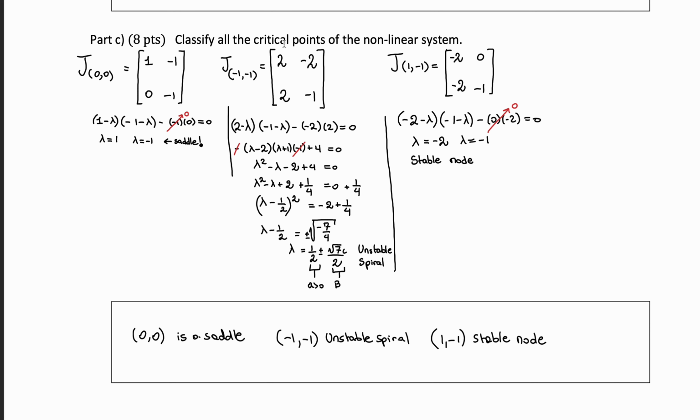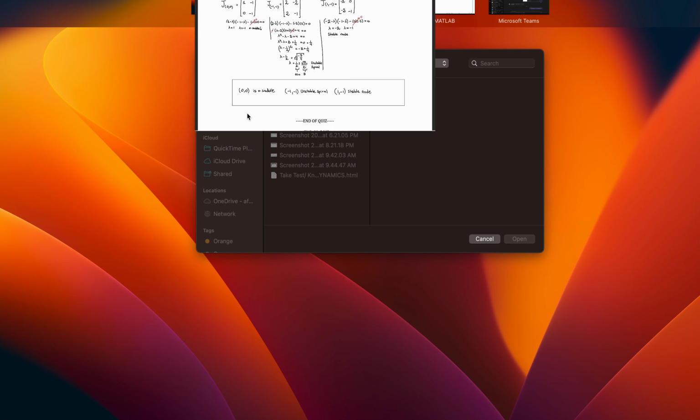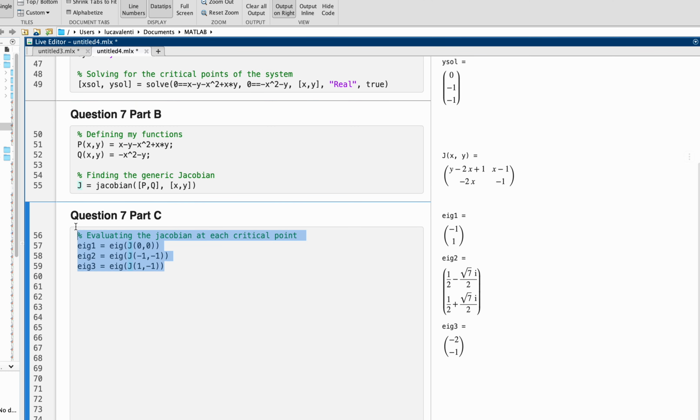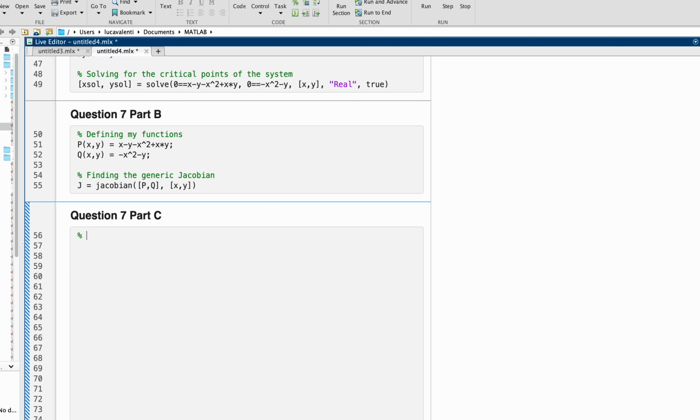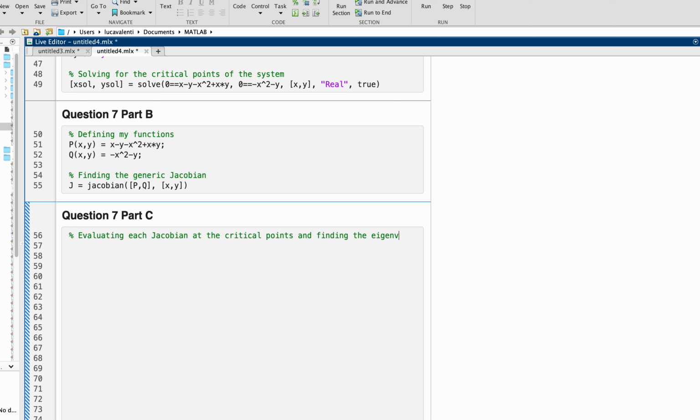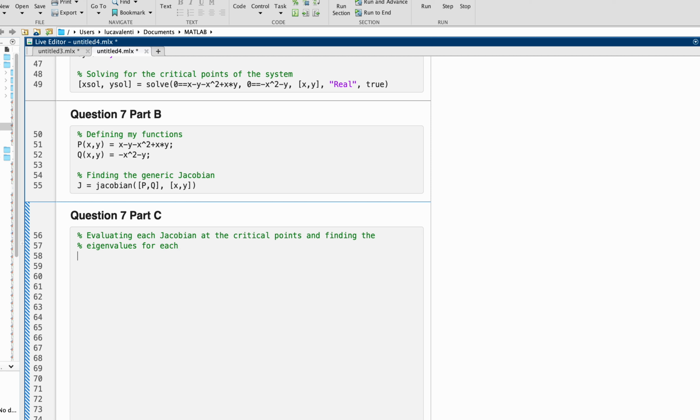We just did the classification of the critical points by hand. I want to show you how you can evaluate these in MATLAB and find the eigenvalues directly from there. So let me go over to MATLAB and let me clear all the outputs here. And now what we're going to do is evaluate each Jacobian at the critical points and find the eigenvalues for each.